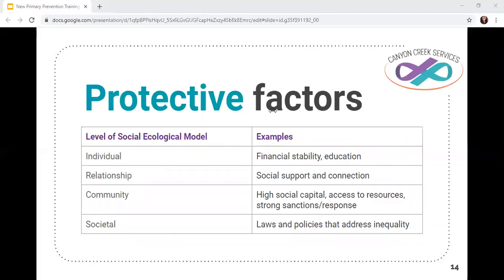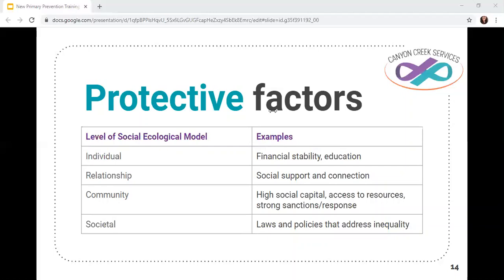On the other hand, here are some examples of protective factors at each level of the social ecological model. While these don't ensure that violence doesn't happen or protect completely from violence, they do decrease the risk and likelihood of violence perpetration and victimization.